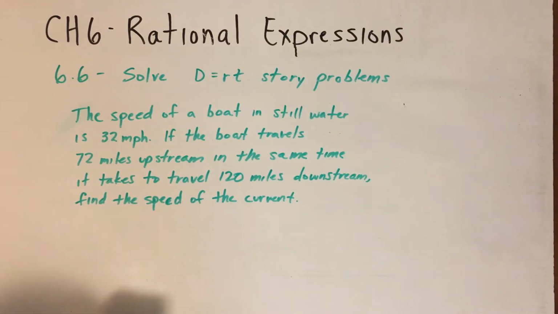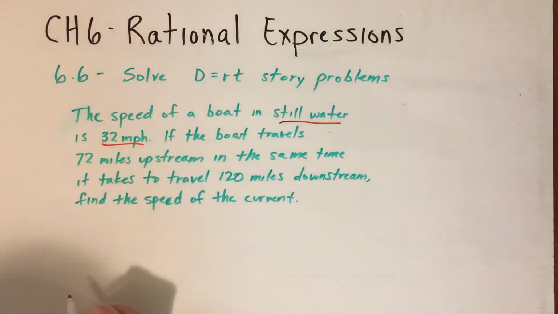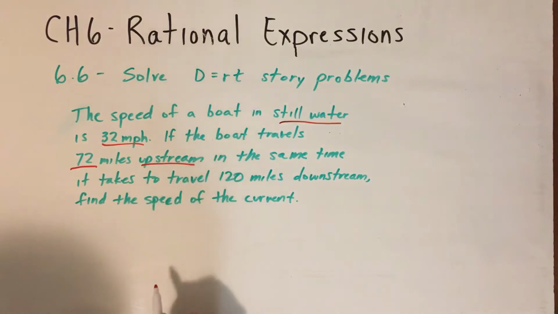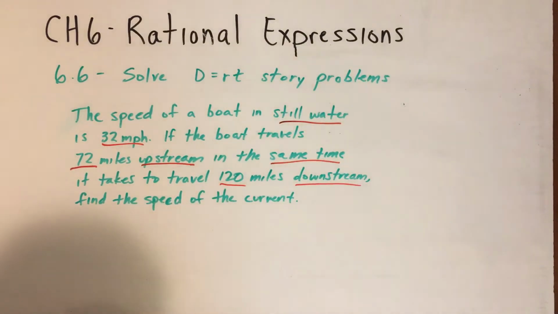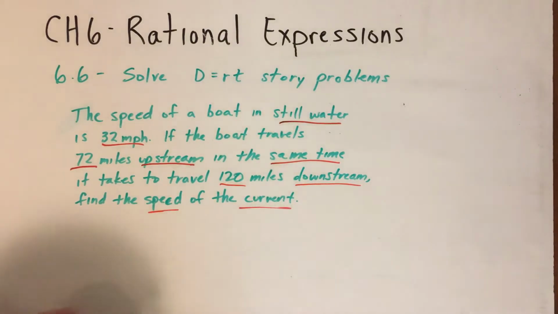We have the speed of the boat in still water, 32 miles per hour. If the boat travels 72 miles, this upstream tells us something, and the same time tells us something, that it takes to travel 120 miles downstream. What we're doing is finding the speed of the current.